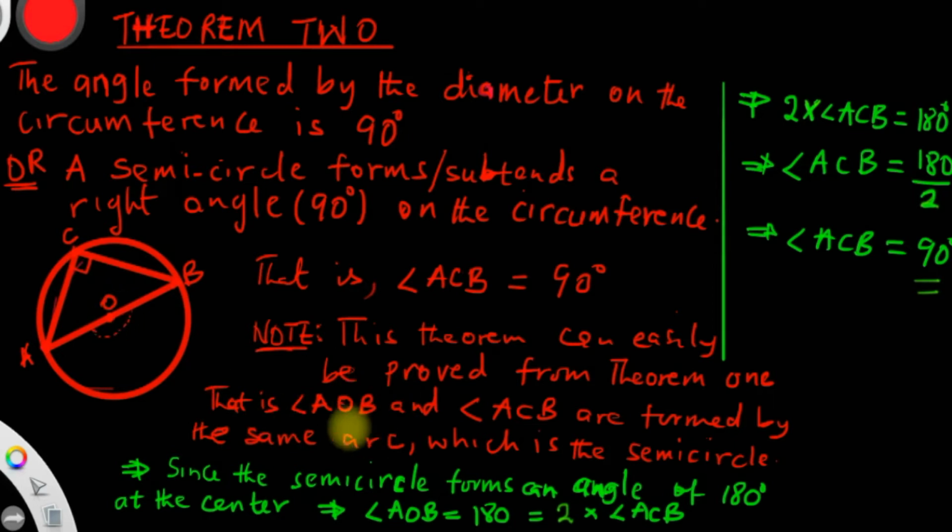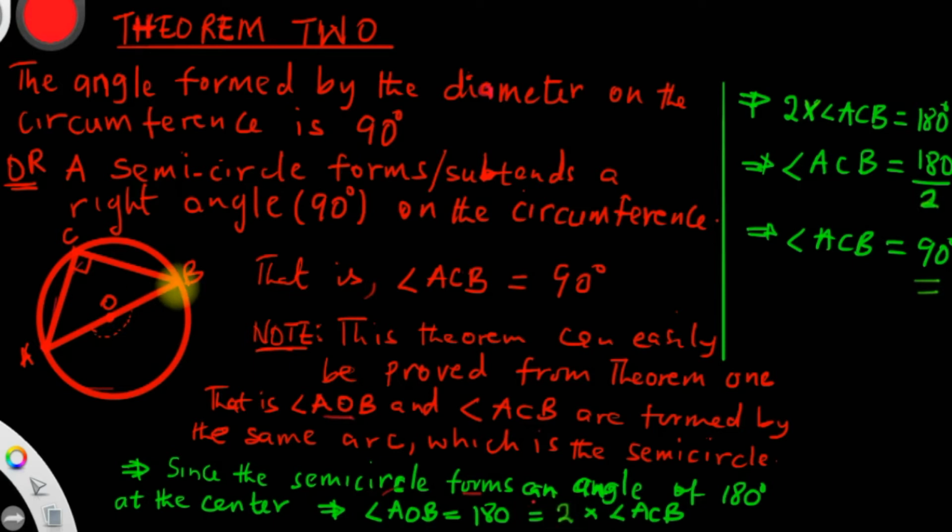That's why we are saying that angle AOB and angle ACB are formed by the same arc, which is the semicircle. Have you seen? This angle AOB is the angle marked with the dotted line. Angle AOB and angle ACB are formed by the same arc AB, the semicircle. The semicircle forms an angle of 180 degrees at the center. Then angle AOB, which is 180, is equal to 2 times the angle that same arc will form on the circumference.